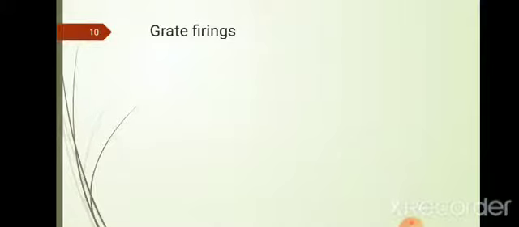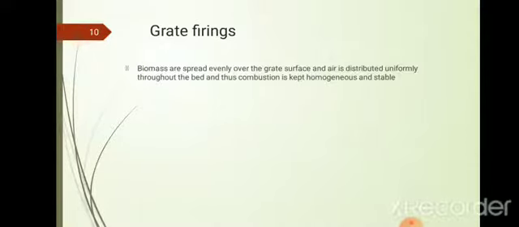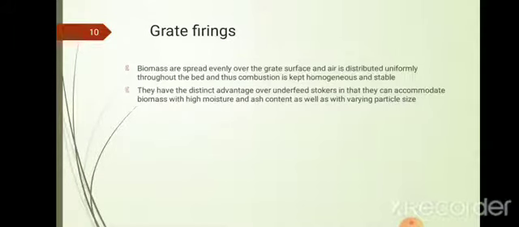And the second one, we have grate firings. So these have different types of grate firing available. In this, biomass is evenly spread on the grate surface. Grate means at the bottom, just above the ash tray. We have our grate made of some refractory material, and air is distributed uniformly through the bed. And the main advantage of this grate firing over underfeed stokers is it can accommodate biomass with high moisture and ash content.